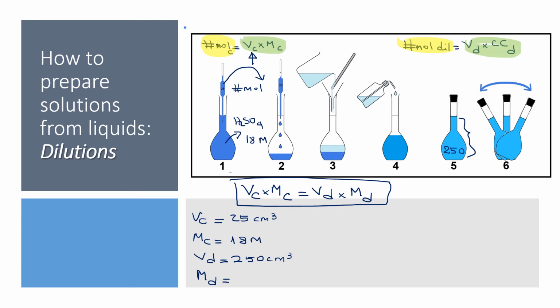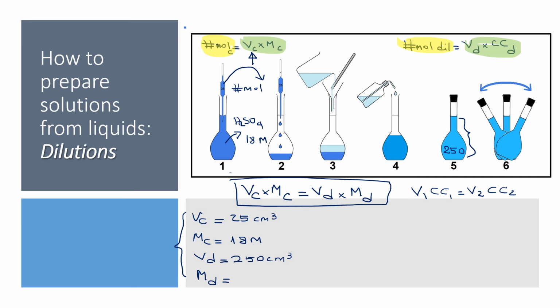So in general, if you go to any book, you may find this equation as volume 1 concentration 1 is equal to volume 2 concentration 2. Volume 1 is the concentrated one, volume 2 is the diluted one. It's very important that you organize your data here, because if you don't organize your data, you may flip the volumes or the concentrations and everything is going to be wrong.